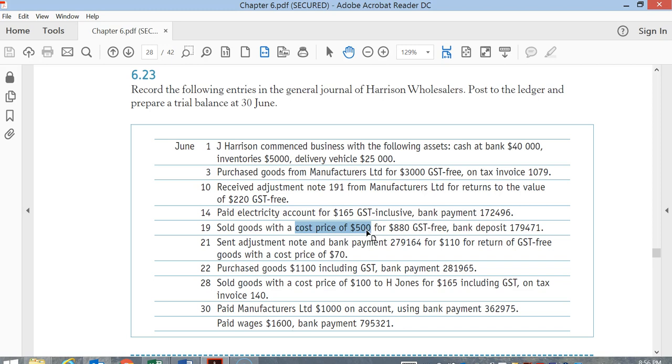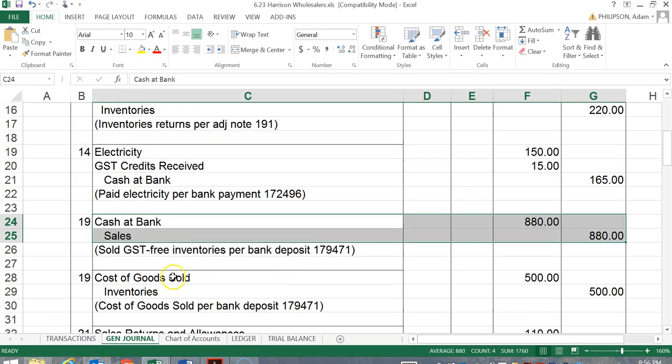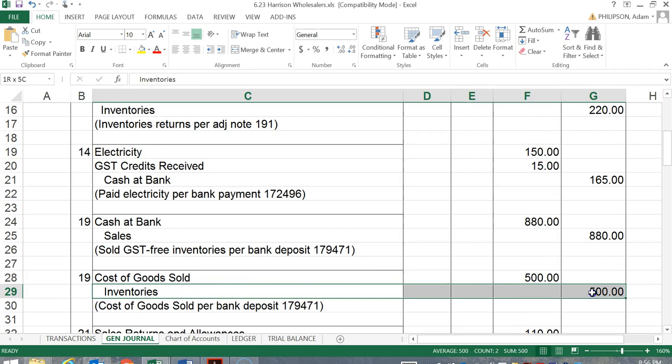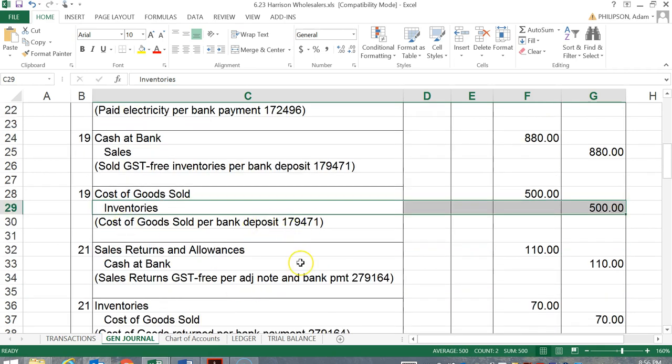So we transfer that amount out of our inventories account up into the cost of goods sold account in our expenses. So we've got here debit cost of goods sold expense, increase that expense amount, and decrease our inventories asset account because the inventories have walked out the door. They've disappeared, they're no longer an asset. They're gone, so we reduce our inventories by $500. Narration using the details that we've been given.